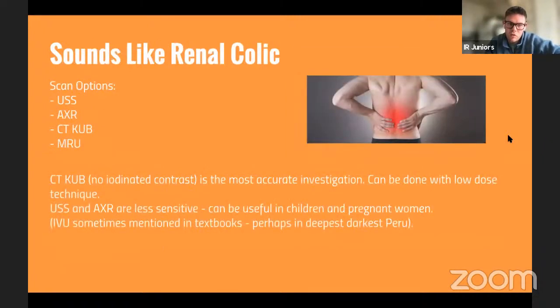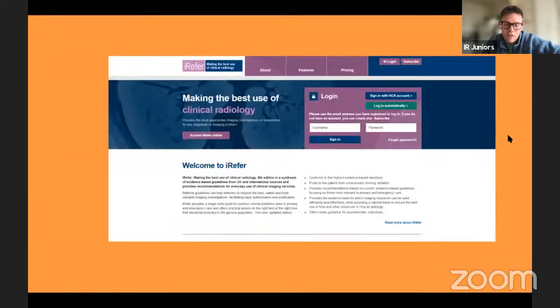Renal colic, again, we've mentioned this when we went through the CTKUB, but CTKUB is the most accurate investigation now and is often used first line. As I said, the ultrasounds and abdominal films are less sensitive. And this is some really old textbooks. You do IVUs. I remember seeing one when I was a radiography student, these abdominal films with contrast injected, and you do a plain film while the patient is lying on an x-ray table. Not done anymore.